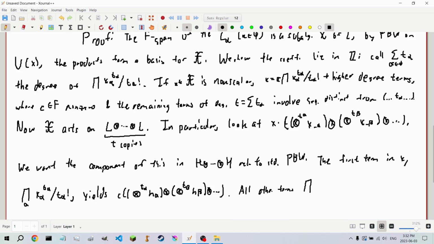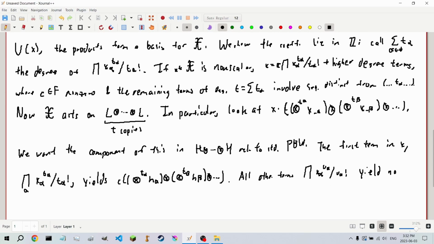which we write as X alpha to the U alpha over U alpha factorial yield no non-zero component in H tensor with itself. Either there's too few factors, as in the sum of the U alphas is less than the sum of the T alphas, or they're distributed wrong.